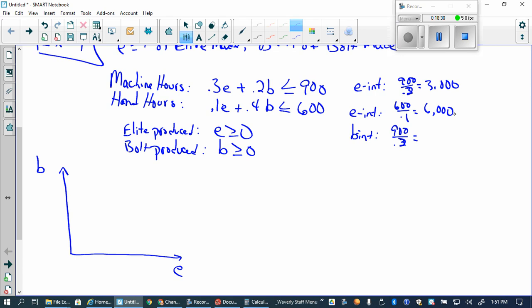Doesn't matter. The B-intercept. Now for this one, 900 divided by 0.2 is what? We're on it now. That's 4,500. And the other B-intercept is 600, divided by 0.4, and what do we get? 1,500. So this is the B-axis. We should go from 0 to what? Or negative 500 to what?